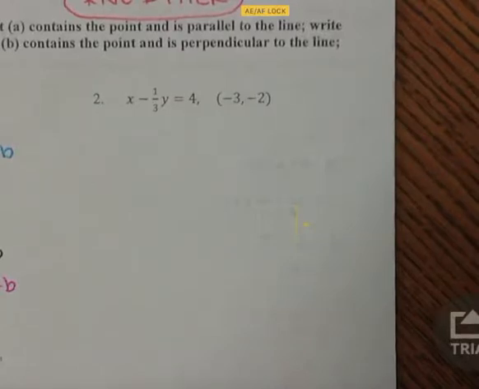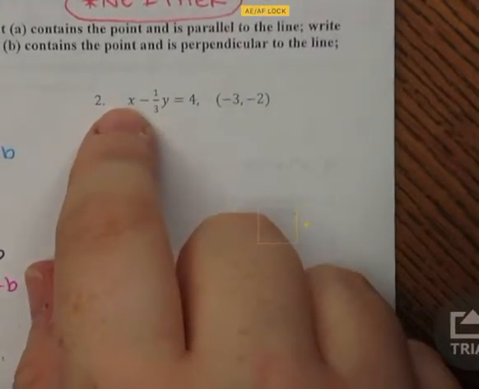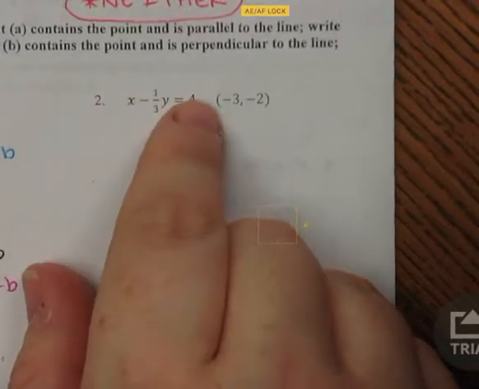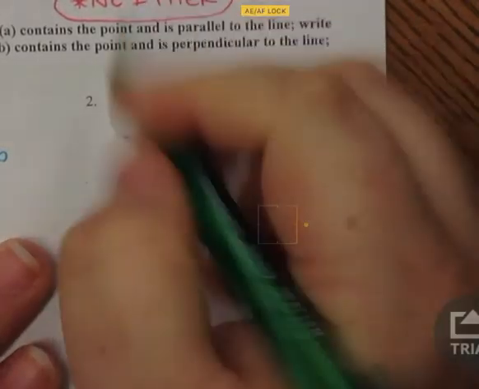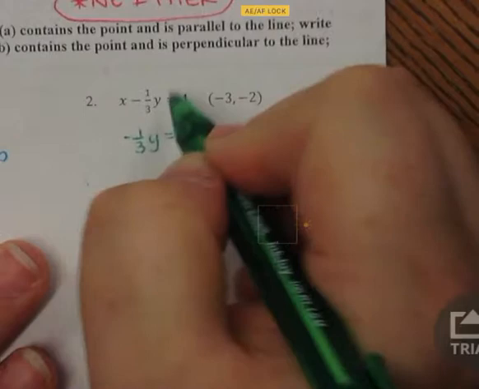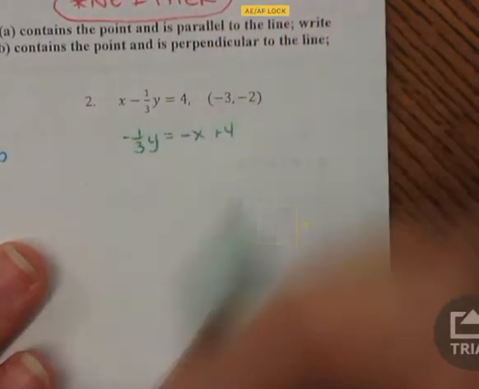So the first thing you need to do is get it into the y equals mx plus b form. First things first is you need to move the x to the other side. Right now it is a positive x, so we need to subtract the x to the other side. So I'm going to have negative 1/3 y is equal to, we move the x to the other side by subtracting it, so make it negative, but we keep that positive 4 as it is.